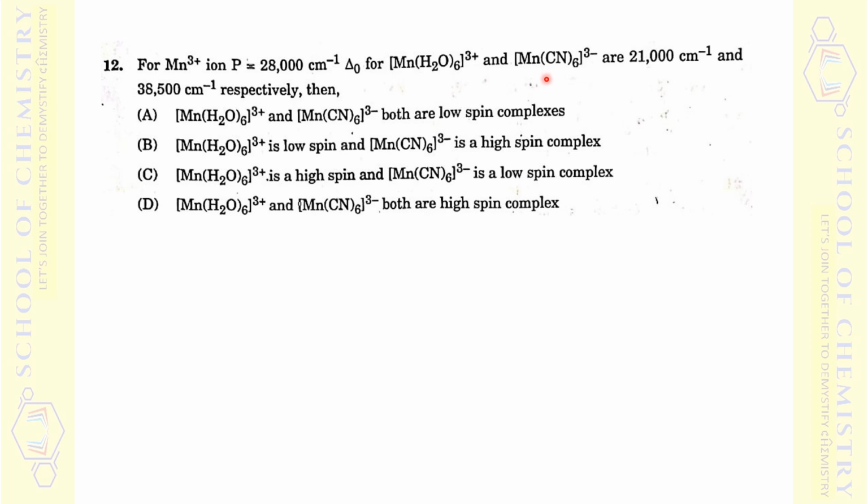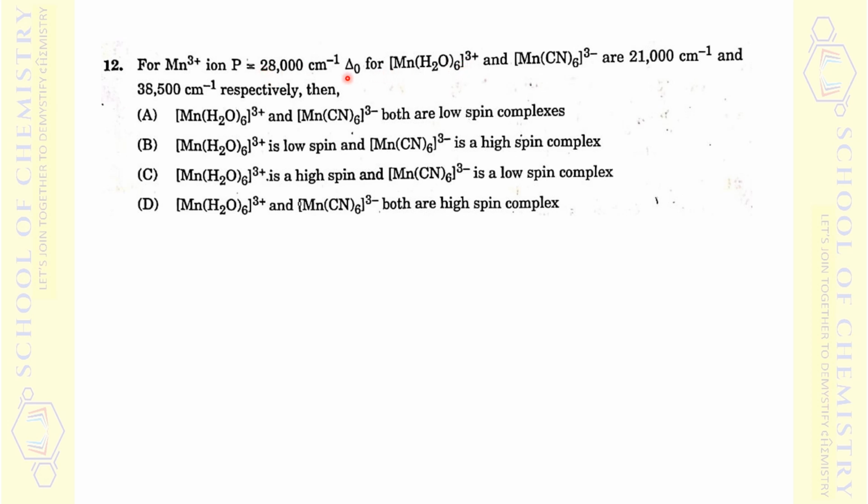If you just know some basic ideas, cyanide is a strong ligand, and with strong ligands low spin complexes are always preferred. Water is considered to be a weak field ligand in the VBT approach, and weak field ligands usually form high spin complexes. From that fact it can easily be answered. You can decide that Mn(CN)6 should be a low spin complex and Mn(H2O)6 should be a high spin complex, and choose the corresponding option.